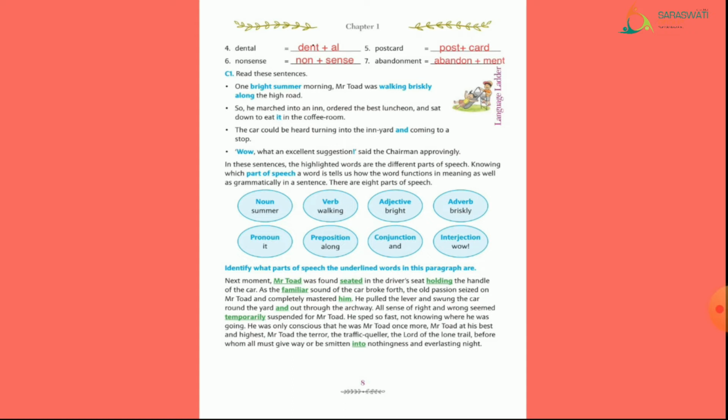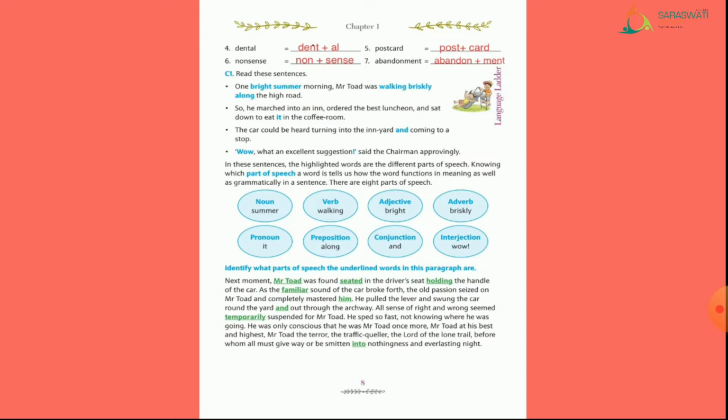Page number 8, number 4, dental. Dental word is also made up of two words. Added suffix is over here, that is dent plus al. Dental. Next one is postcard. Now the word postcard is also made up of two words. That means a suffix is added. Two words are post plus card. Postcard. And post is added as prefix.